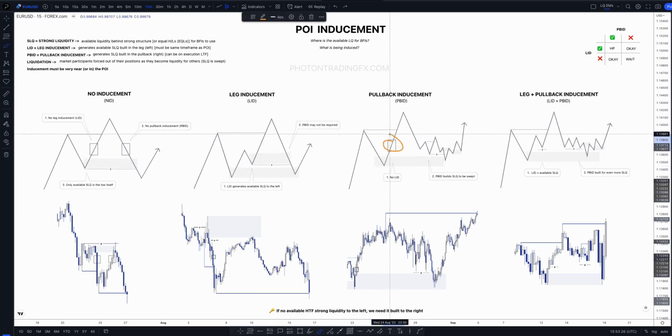If there isn't any leg inducement, so there's nothing on the left, then what do we do? We wait for something to be built on the right. Otherwise, if it doesn't, you're back in this scenario and it's likely the low and the POI is going to fail, okay? And if you have both, then happy days, there should be a pretty decent probability that you'll get at least a tradable reaction from the POI, okay? So if there's nothing on the left, wait for it to be built on the right, otherwise the low is going to go. That's the simplest way to think about it.